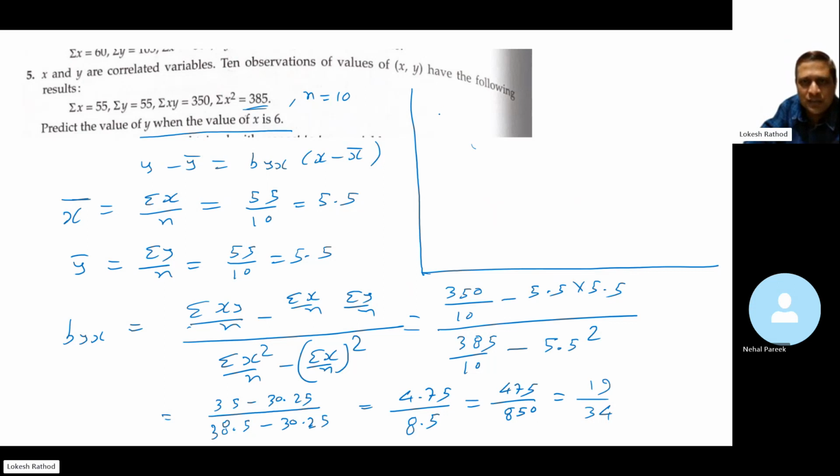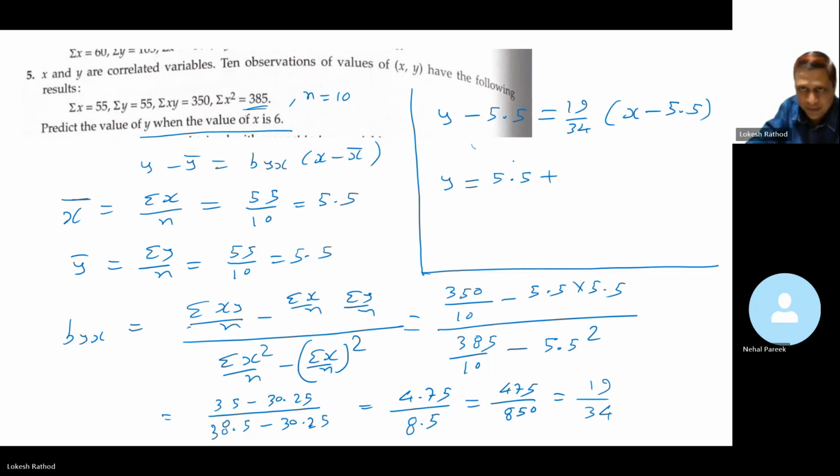So now our equation is y minus y bar, which is 5.5, is equal to 19/34 times x minus x bar, 5.5. Okay. Now they are saying when x is 6, what is y? So you do y is equal to 5.5 plus, this 5.5 goes that side, 19/34 times 6 minus 5.5. Are you ready? Now you calculate this. What do you get?